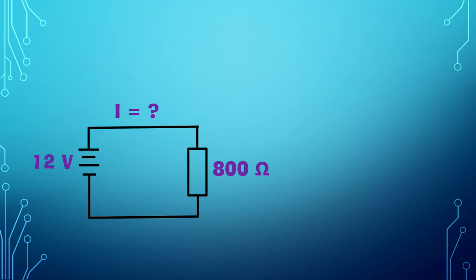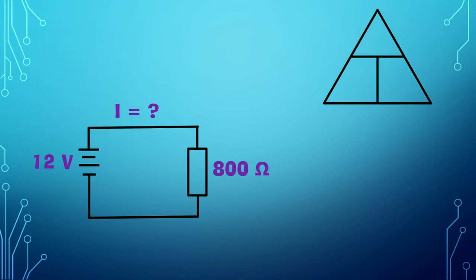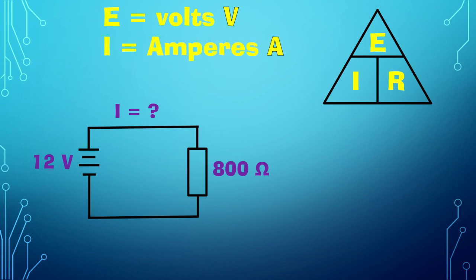So here we have a simple series circuit. We've got a 12-volt power supply. We've got 800 ohms of resistance, and I want to know what the current is going through this system. We're going to use what's referred to as Ohm's law, and I like to make this triangle, E over I R. Here, E is volts, and uses the symbol V. I is amperes. We usually shorten that to amps. The symbol is A, and the R is resistance, and the symbol is the Greek letter omega.